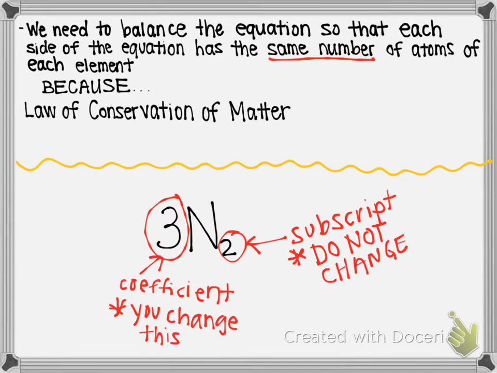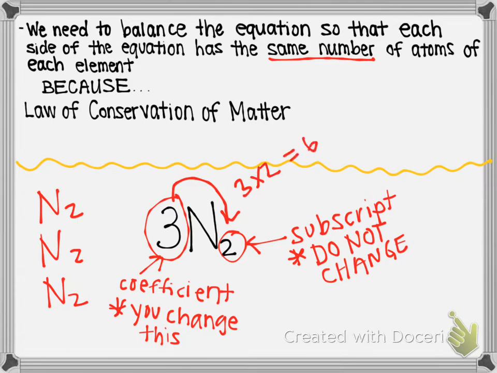So right here, 3N2, what that looks like is you have an N2 and you have it 3 times. So the number of nitrogen that this is showing is 6, and you can also take your coefficient and multiply it by your subscript, 3 times 2, and that equals 6, which is your number of nitrogen.